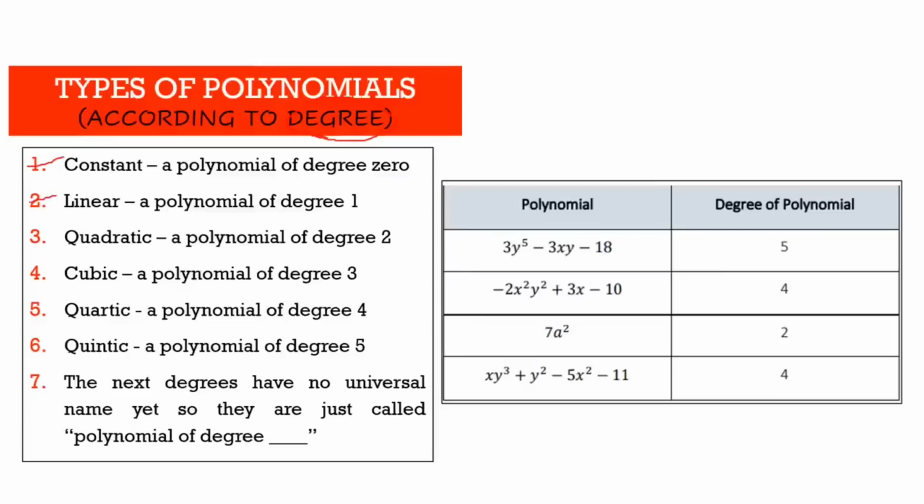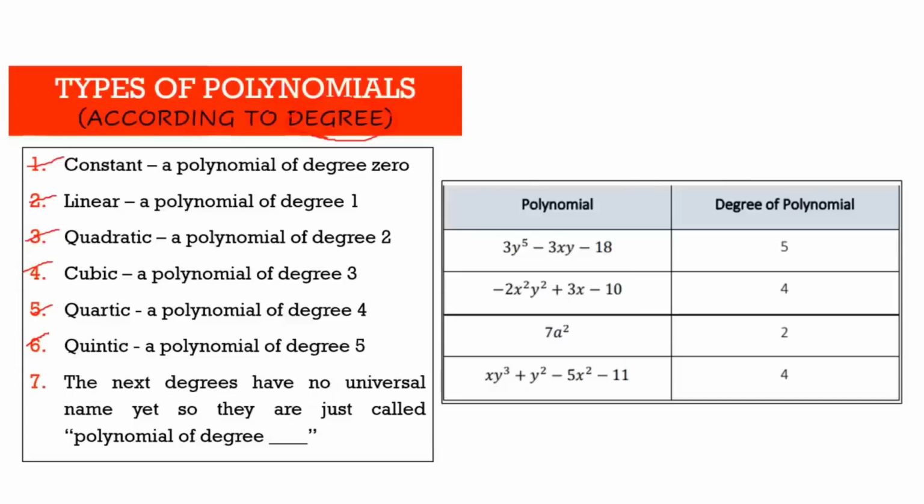Linear if the degree is 1, quadratic if the degree is 2, cubic if the degree is 3, quartic if the degree is 4, quintic if the polynomial has a degree of 5, and the next degrees have no universal name yet, so they are just called polynomial of degree 6, 7, 8, 9, and so on. So you identify it as a polynomial of degree 6, 7, and up. Okay.